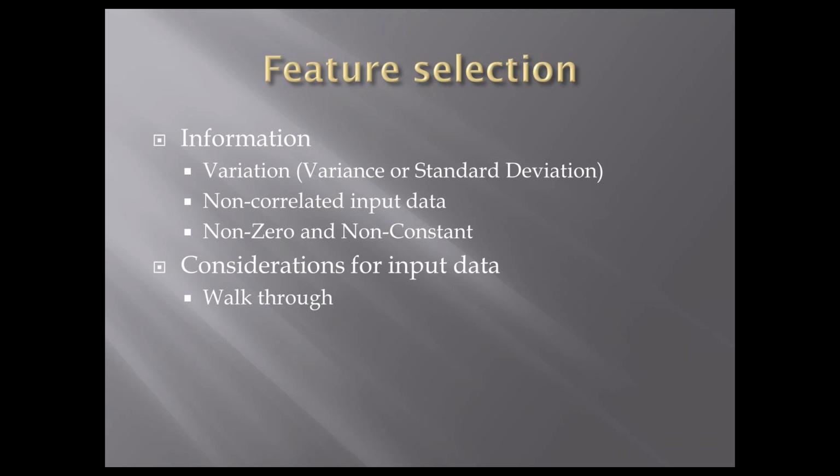Feature selection. When you're selecting features, your goal is to give information to your neural network. So what is information? Information tends to be variation, so variance or standard deviation would essentially indicate that there's information there. Also, the data shouldn't be correlated with other features. If it's correlated with other features, you're not necessarily giving it additional data. We'll go through an example of that shortly. An example of non-information would be a simple constant value of 0 or any other number.